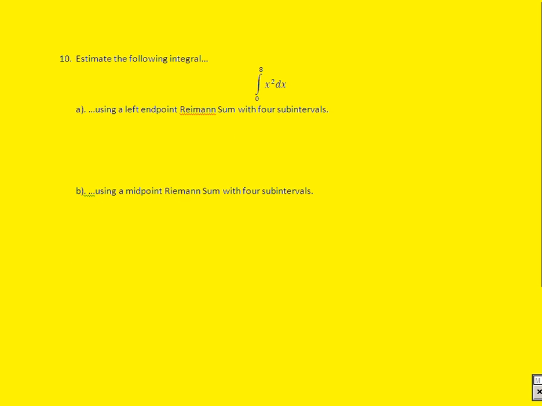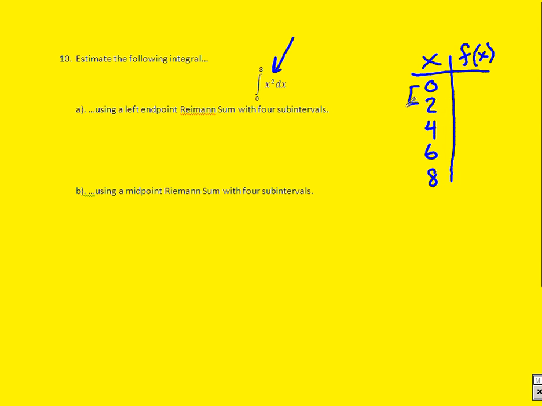Now let's move on to another one where we have just an equation. We got to use this equation right here. We don't have a table. So what I'm going to say is make your own table. We want 4 subintervals, so I want an x column and an f of x column. If I want to go from 0 to 8 and I need 4 subintervals, that means I got to be counting by 2s. This way I'm going to have 1, 2, 3, 4 intervals.